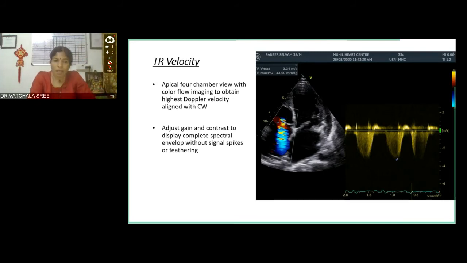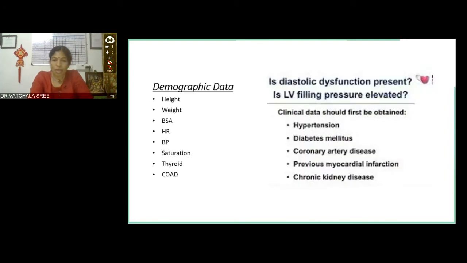With this, we will go to the interpretation. When you have a patient coming for an echocardiogram and you want to make a comprehensive assessment, one of the assessments you want to do is how to assess for diastolic dysfunction. You want certain clinical details about these patients, which is very, very important.